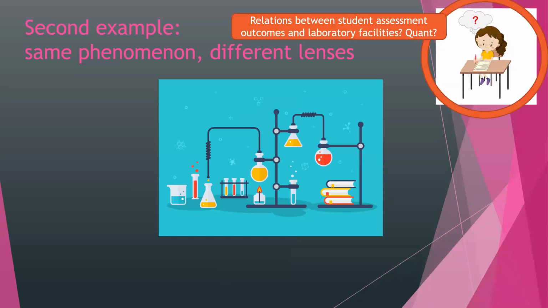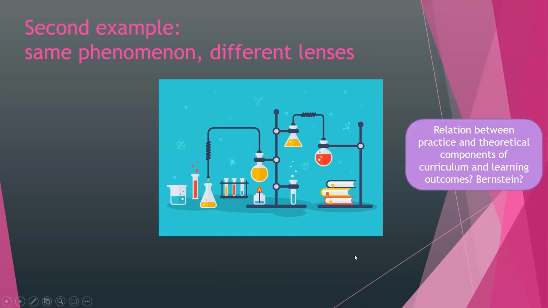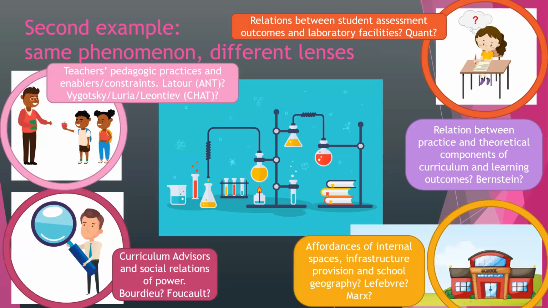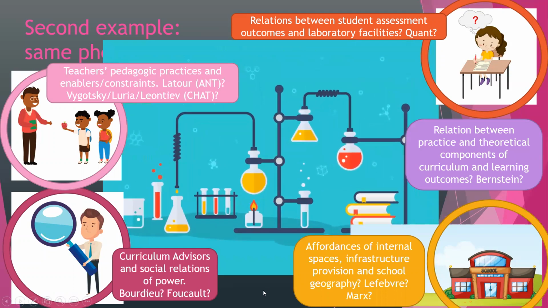What if you were interested in the relations between students' performance on summative assessments and laboratory facilities? Would you perhaps do a quantitative study here? Could you get comprehensive representative data sets that showed what schools had available to them, which you could connect to students' results and look for some kind of correlation? A different focus again. You could look at the relation between the practical and theoretical components of the curriculum and say, well, how do you expect students to understand redox reactions when you can't bring out a Bunsen burner and show them that kind of reaction? You might use someone like Bernstein to ask that question. The point is, you're looking at the same particular object, science labs, but you are seeing very, very different things depending on the lens you choose to look at them with.